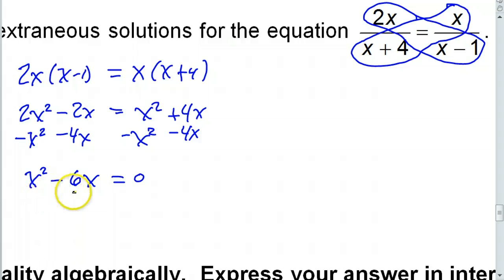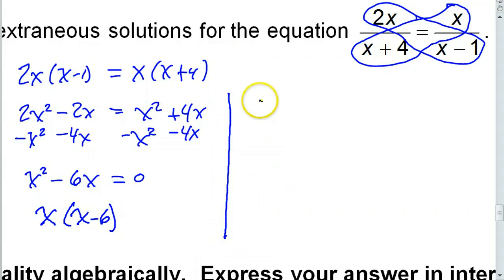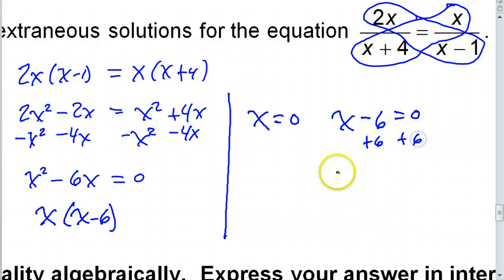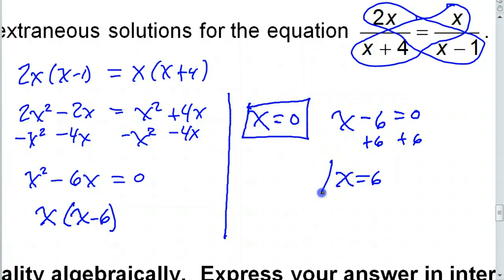So I am going to solve this by GCF. If I take out the x, then I'm going to get x minus 6. So my solutions will come from setting these equal to 0. So I'll just have x equals 0 from setting that equal to 0. And x minus 6 equals 0 gives me, adding 6 to both sides, of course, x equals 6. So these are my two solutions, unless any of them are extraneous.